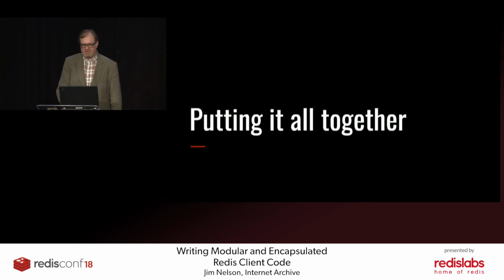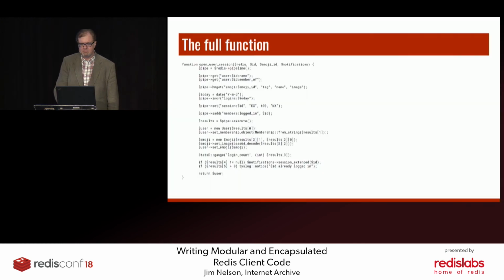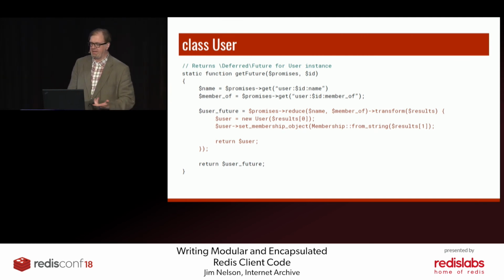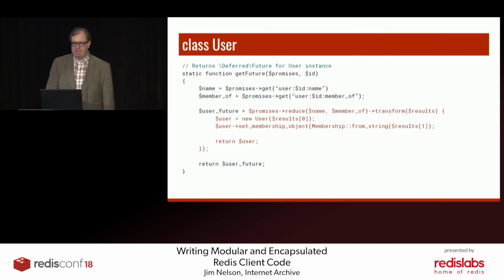So I'm going to put this all together here. This is that messy function we started with. So now with promises, I can now start breaking it up. I might have a user class, and I can say get future, and this function basically returns a future that returns an initialized user object. We're dealing in objects. We're not dealing in strings or arrays. I'm going to go through this pretty quickly because time is running short.